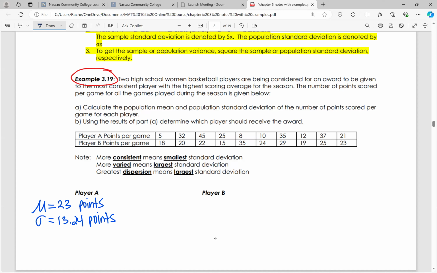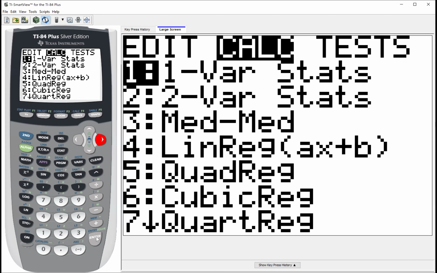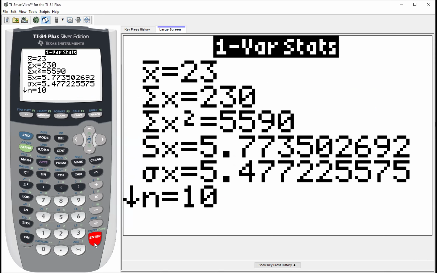And now we're going to do the same thing for player B. We're going to calculate the population mean and the population standard deviation for their amount of points. So back to my calculator, press stat, over to calc, one variable stats. Now I had that player's information in list 4, so I'm going to change this to L4 and then calculate.